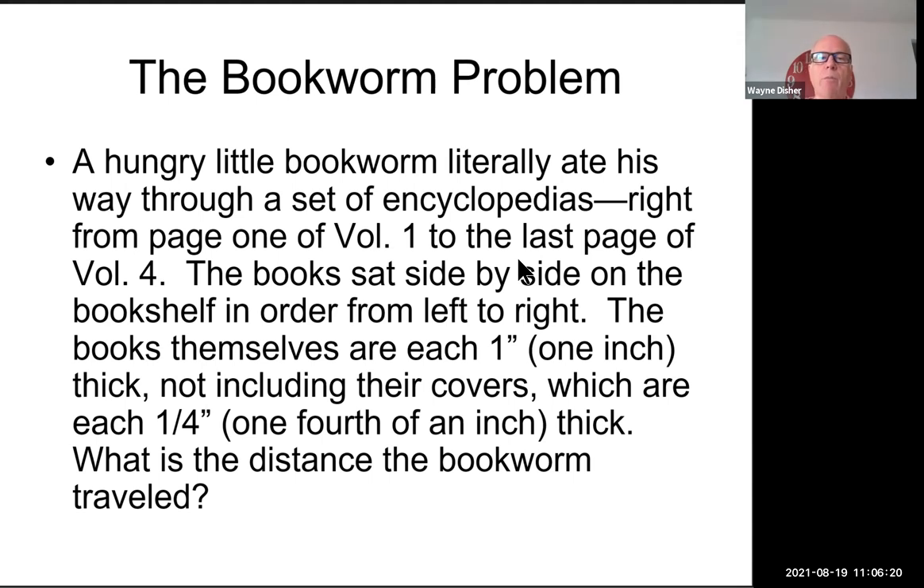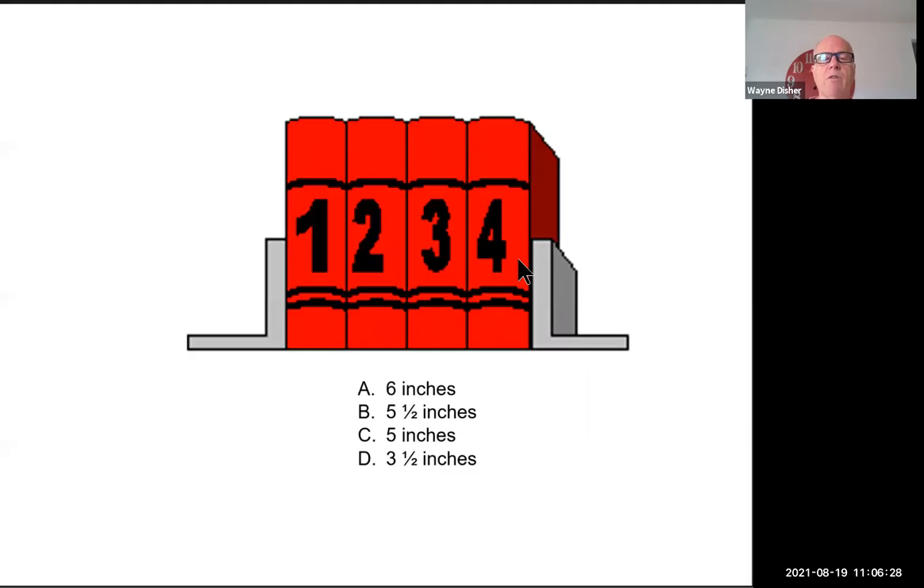Now, to solve this problem, we use a heuristic, which is called imagery, and it might be helpful to solve this problem by imagining it on a page. So the little bookworm, if you will, has eaten his or her way from the first page of volume 1 to the final page of volume 4. Here are your choices. If you want to stop the recording and think about it, you certainly can do so.